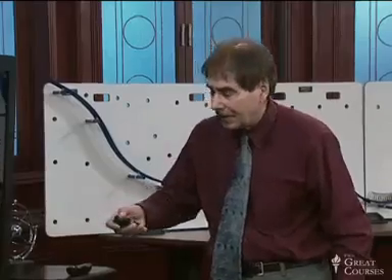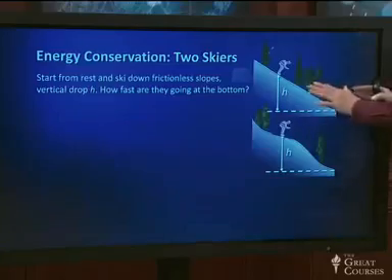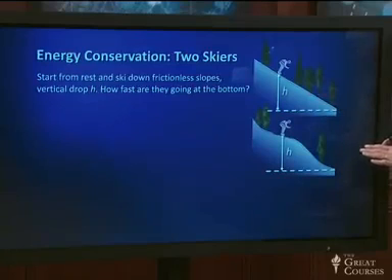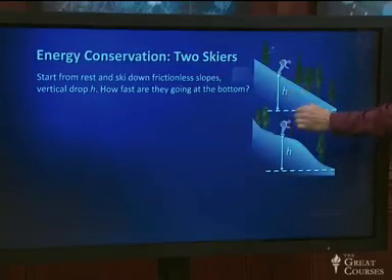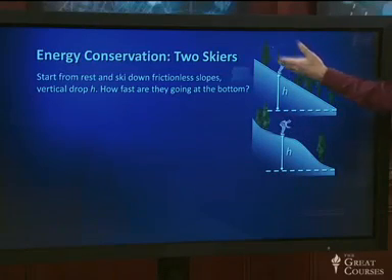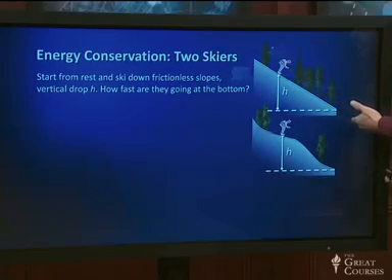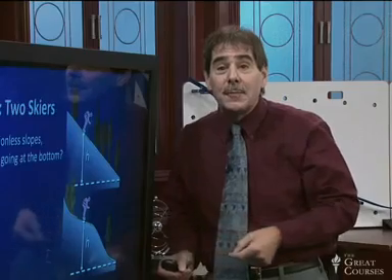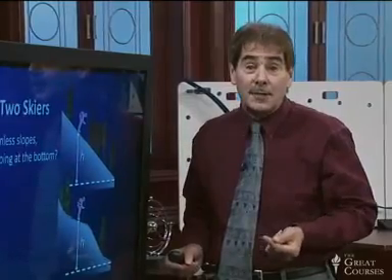Simple one, but quantitative. So here are two skiers. They're each starting out from rest, and they're going to ski down frictionless slopes, and they're going to drop through a vertical distance h. The skier at the top is on a perfectly smooth slope. It's got a constant slope to it. That skier is going to be accelerating downward with a constant acceleration.